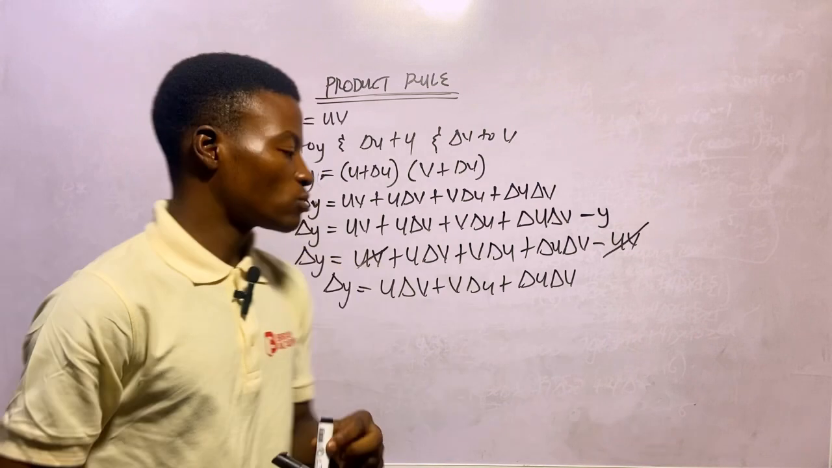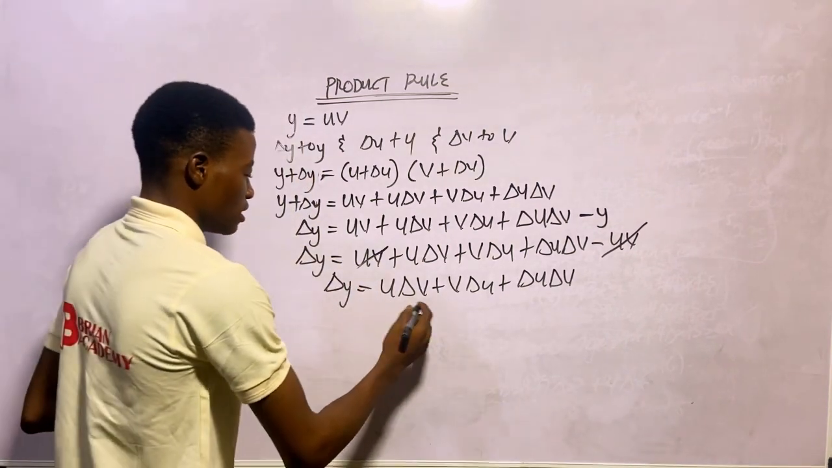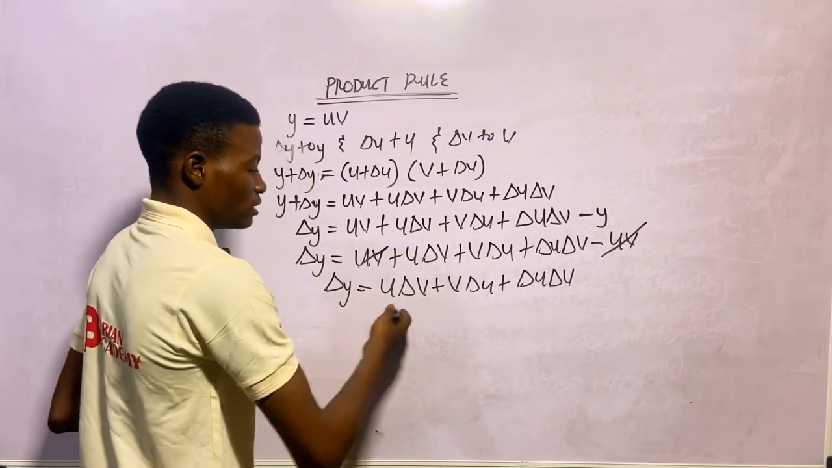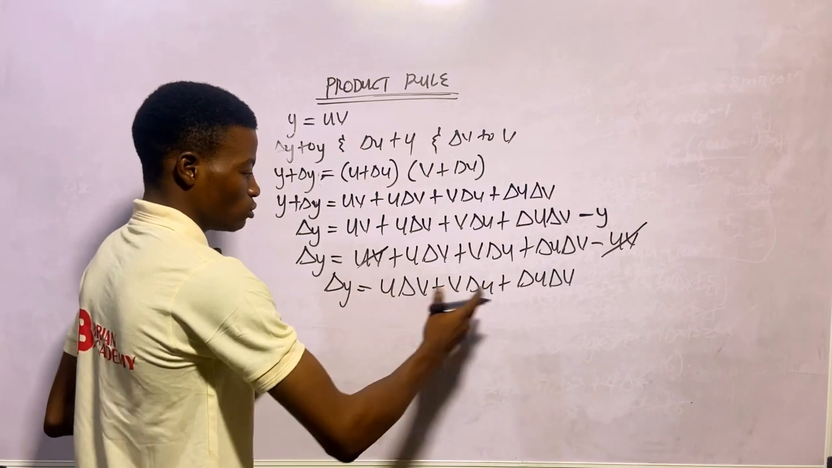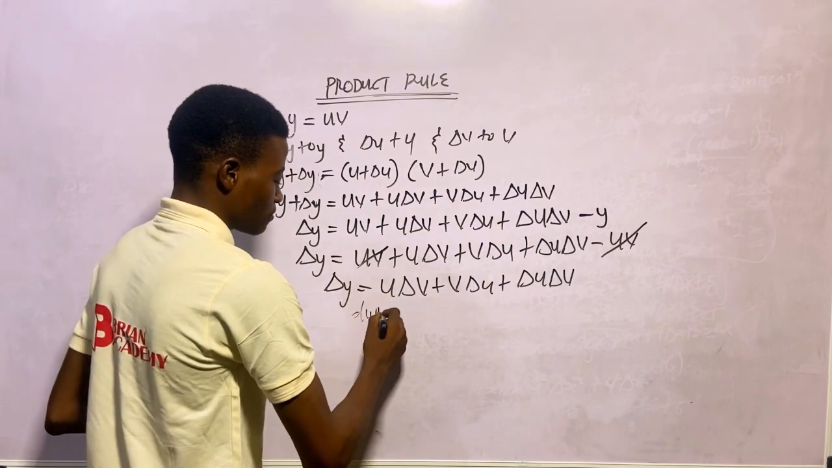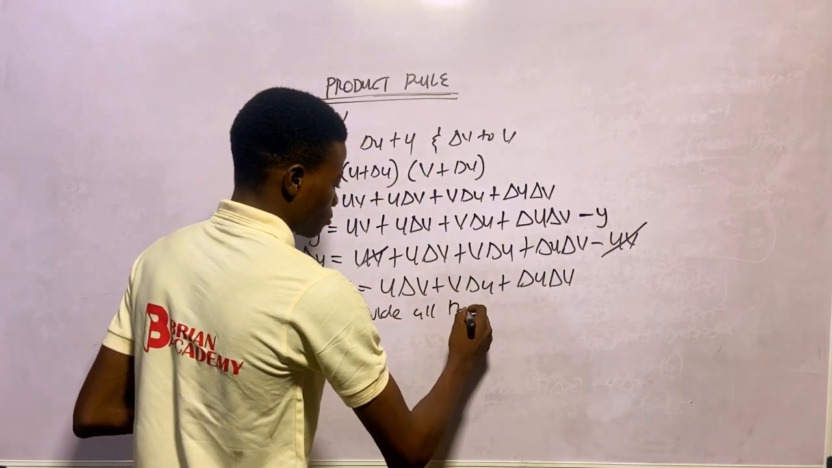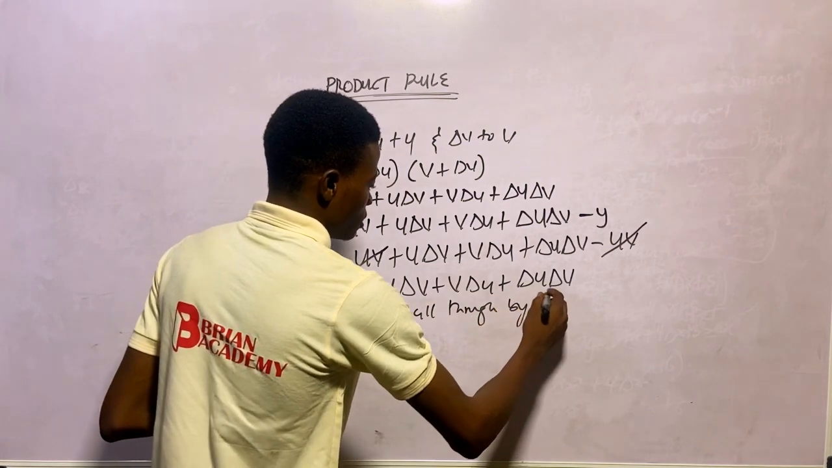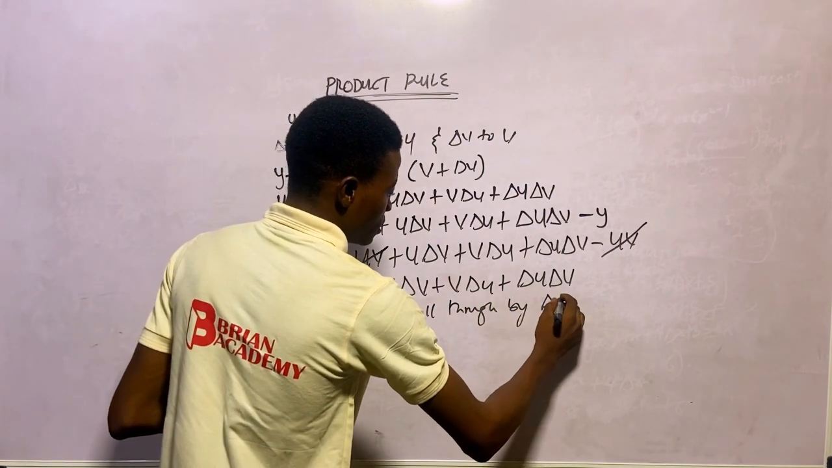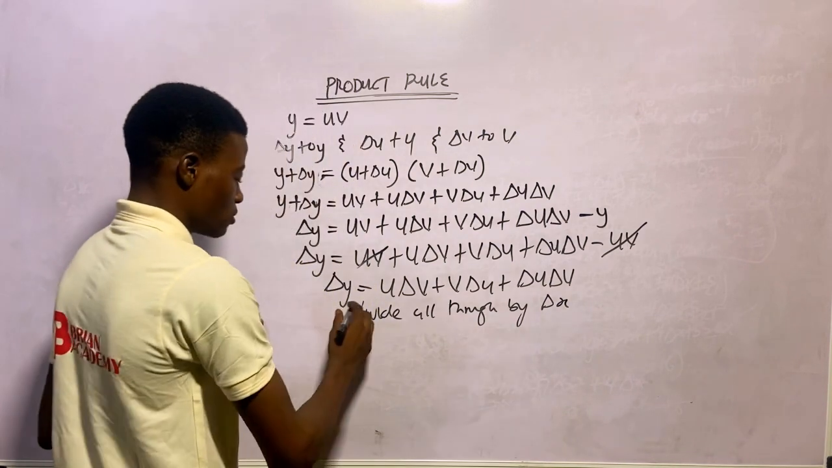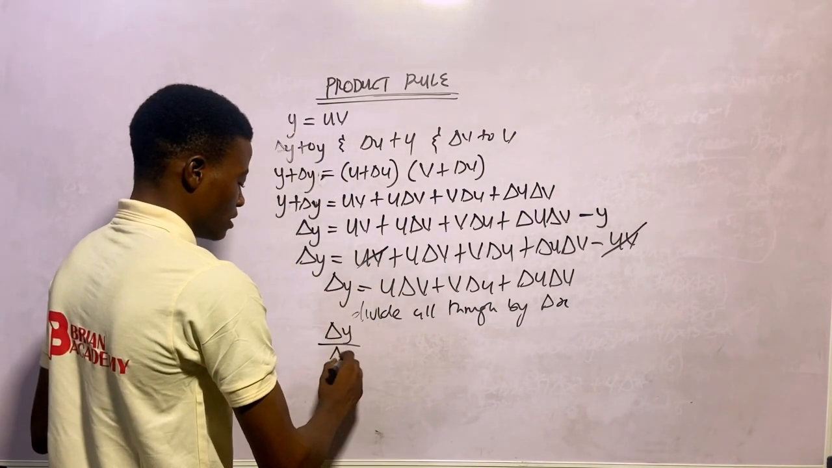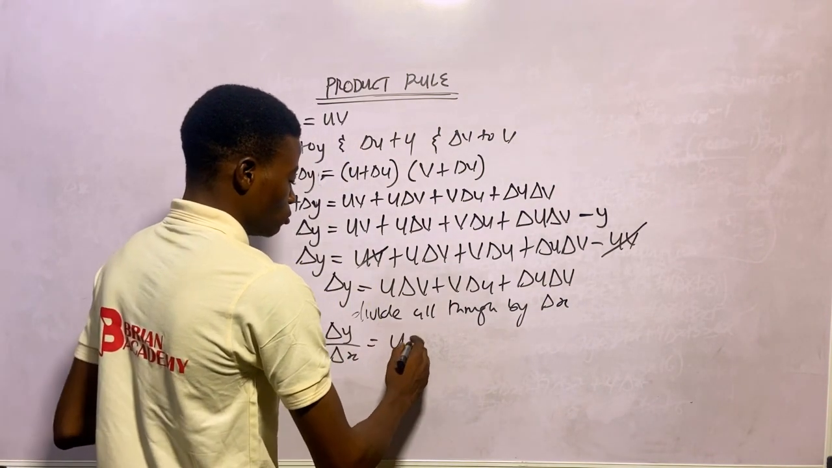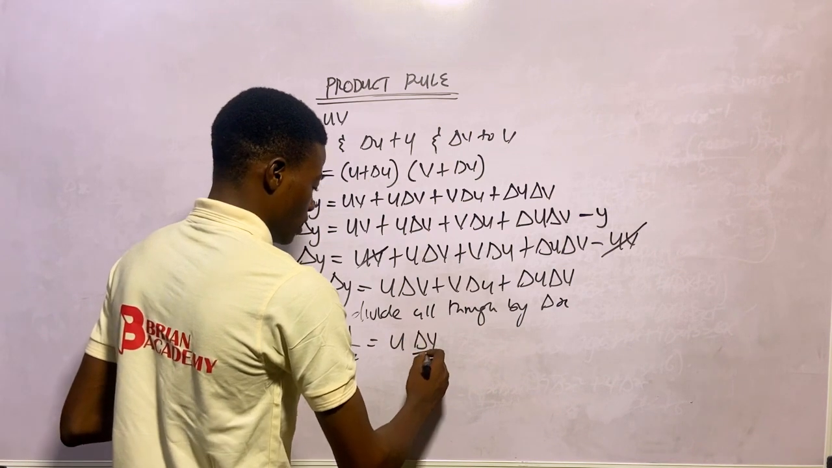So now look up, we have this. Let's divide all through by the change in x. Dividing all through by the change in x, here we have change in y over change in x equals u dv/dx.